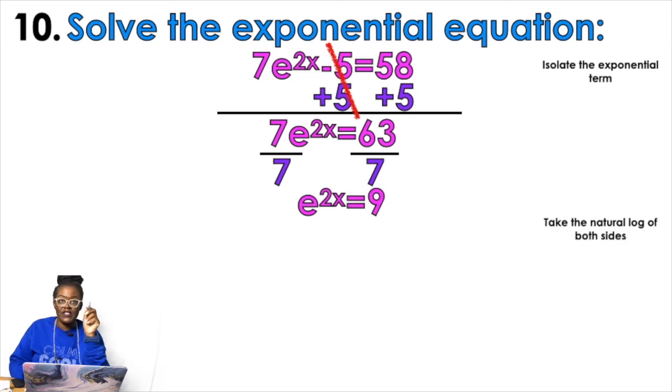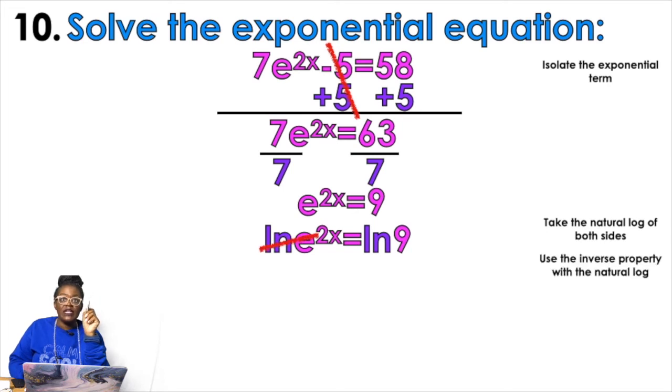Take the natural log of both sides. So we're going to do ln e^(2x) = ln 9. Remember that we can use our inverse property, right? That inverse property tells me ln e to the power cancels out to give me just 2x.